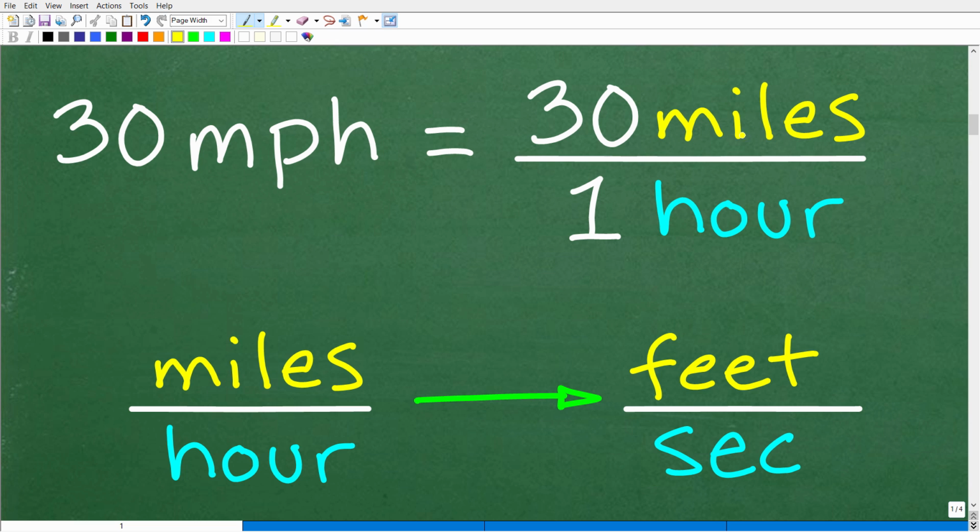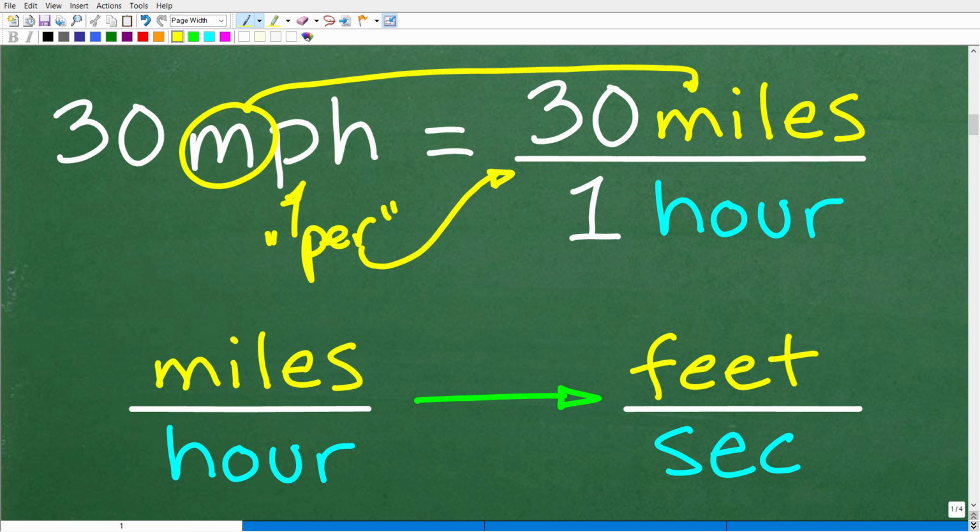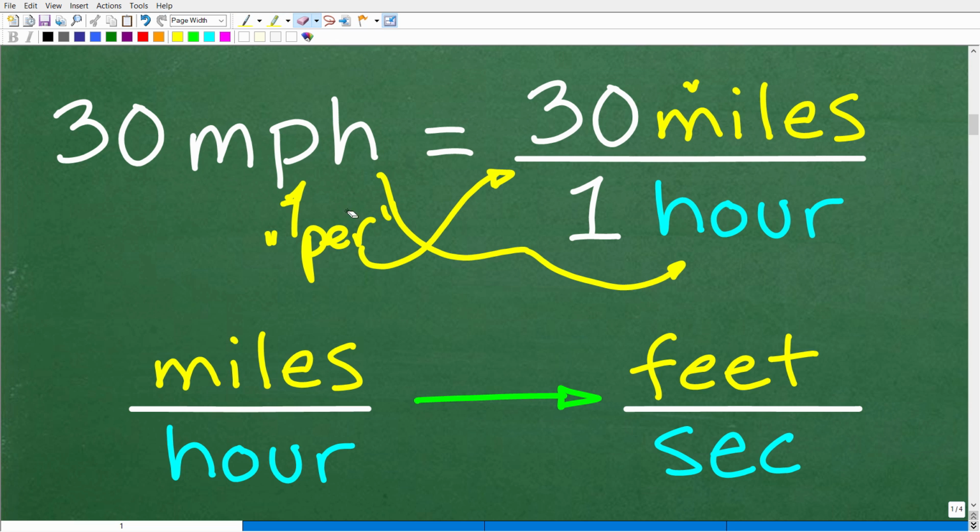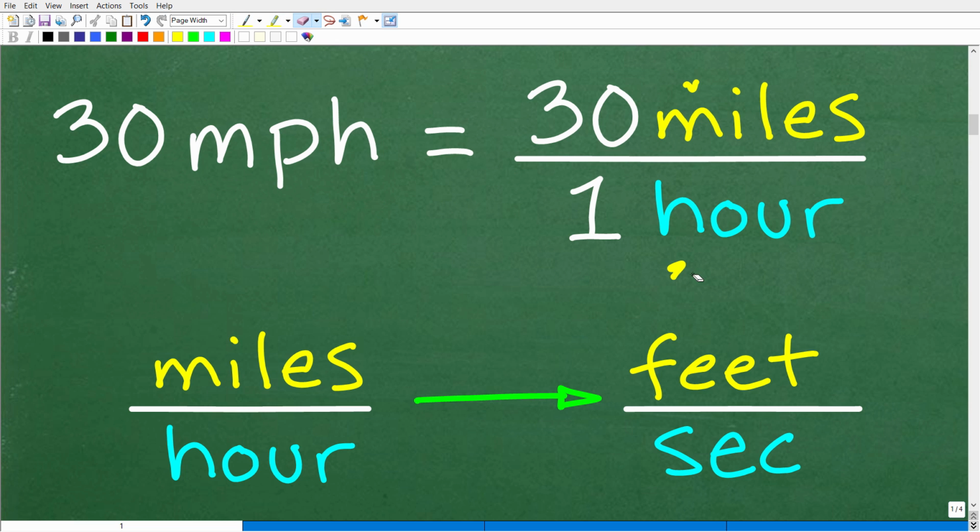So we have 30 miles. Okay, so this is our miles. This per, okay, this is how we would say this, 30 miles per. The per is the fraction bar. So the miles come first, that's our numerator, and the hours is our denominator. So we can write this 30 miles per hour, and we want to think of this in terms of a fraction. Okay, so 30 miles per hour is equal to 30 miles per 1 hour.